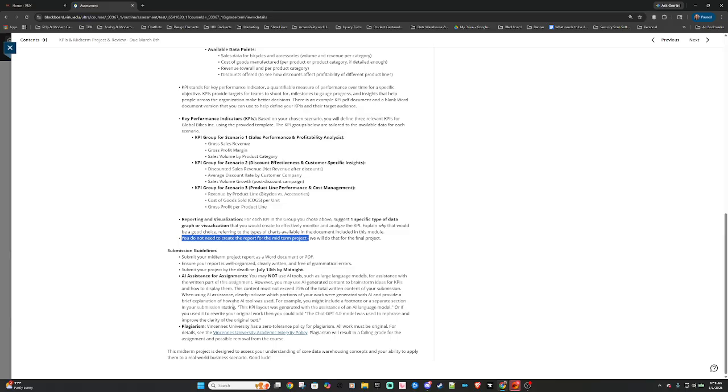For AI assistance, it says you cannot use this for any written part, but you can brainstorm ideas for KPIs and how to display them. But you can't have it be more than 25% of what I'm asking you here. So if you are going to use it to hammer these out, that would be more than 25%.